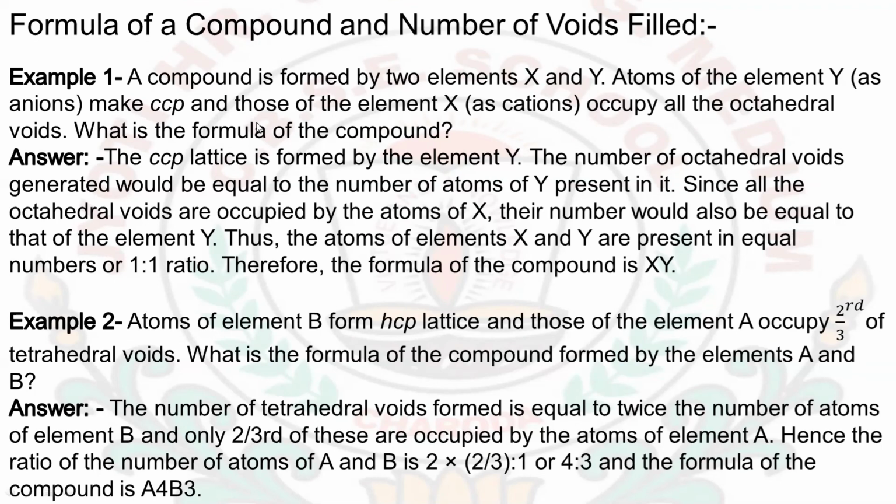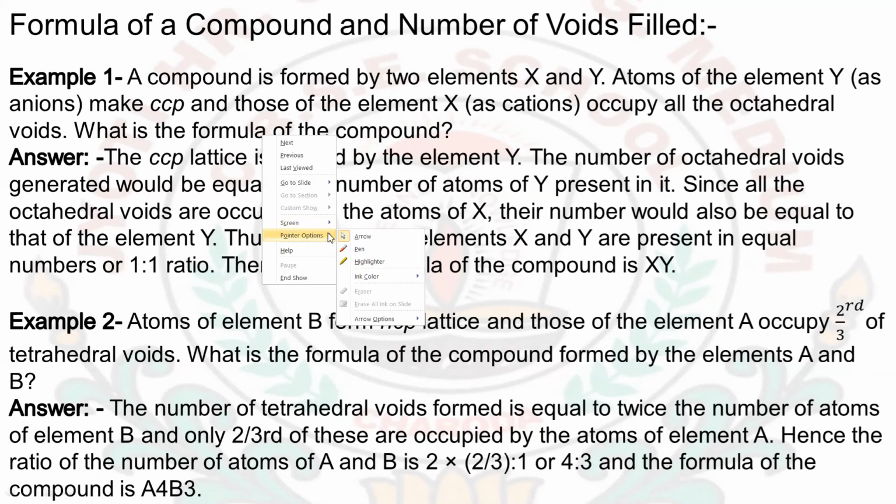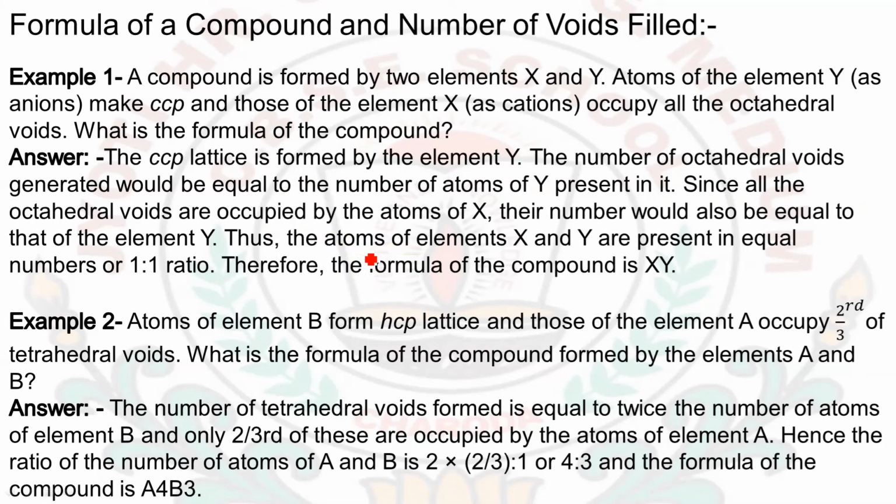Next, formulas of a compound and number of voids filled. So how can we find out the formula of the compound? By finding the number of voids which are filled up. Let's take an example here. A compound is formed by two elements, X and Y. A question is given here. What is it asking? A compound is formed by two elements, X and Y. Atoms of the element Y as anion.